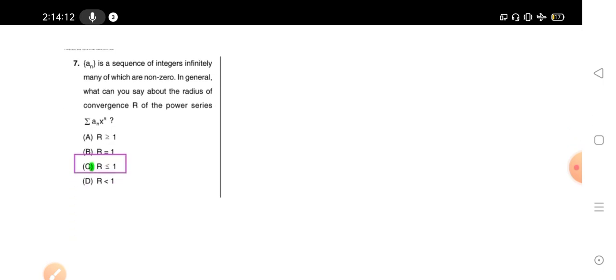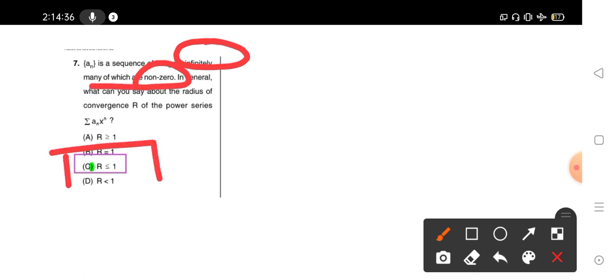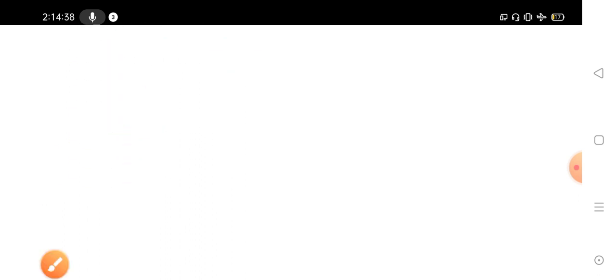Next question. Let a_n be a sequence of integers, infinitely many of which are non-zero. In general, what can you say about the radius of convergence R of the power series sum of a_n x^n? Here the given sequence is of integers with infinitely many non-zero. Option C is correct. R is less than or equal to 1.